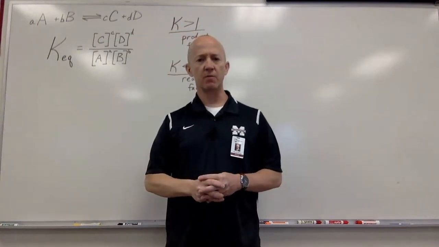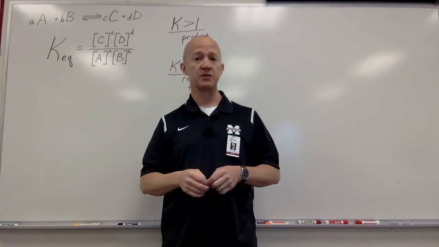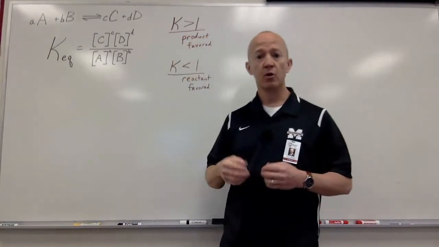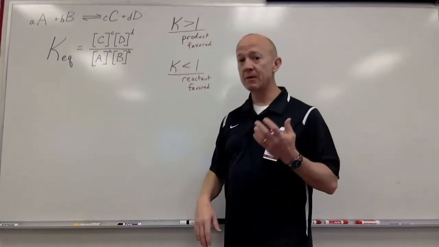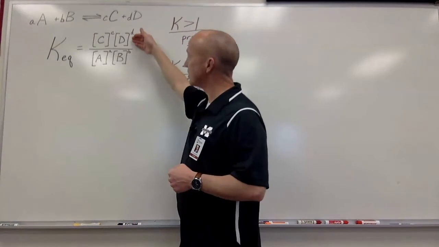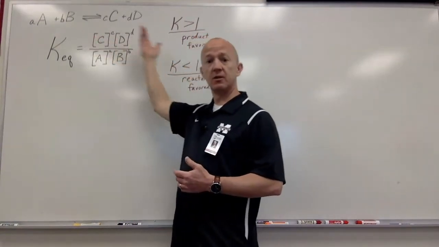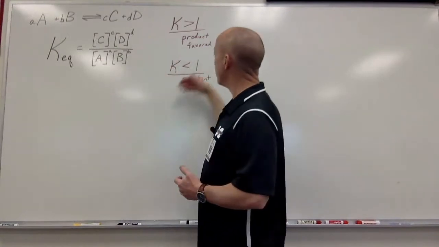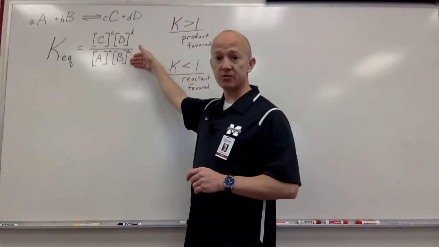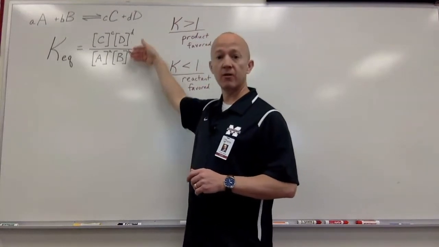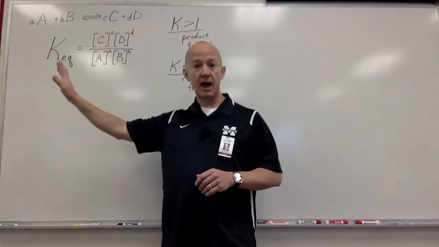We also know that we can take K and learn a little bit about the reaction. For instance, whether or not it's product favored or reactant favored. If K is greater than 1, that means that the ratio of products is greater than the reactants, thus meaning that that reaction is product favored. But if K is less than 1, then we know that the reactant concentrations at equilibrium are greater than the product concentrations, and therefore that reaction is reactant favored.